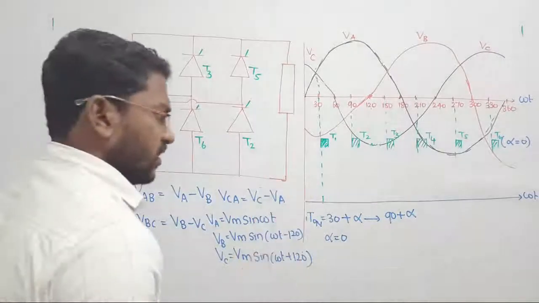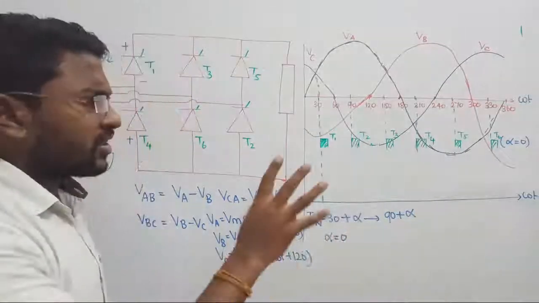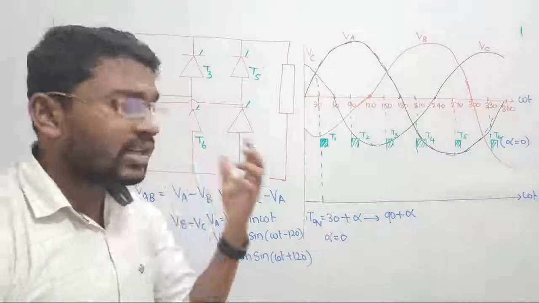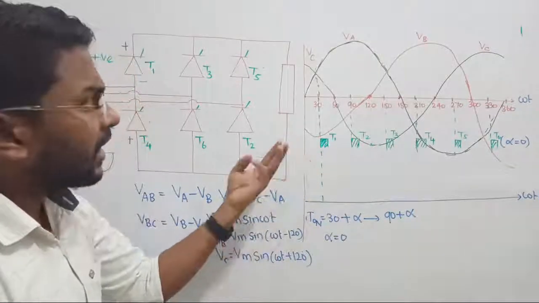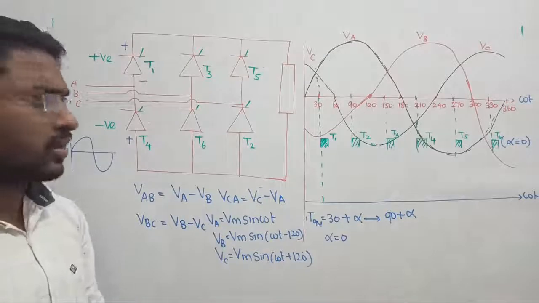Now we have to measure the line AB voltage. Let us measure. Actually, not line AB, we are going to measure the output voltage. But how will we get that output voltage? The thing is, which line voltages are we going to measure? When thyristor T1 is triggered, which voltages will be on, and which legs will be on? You have to find that out, right?